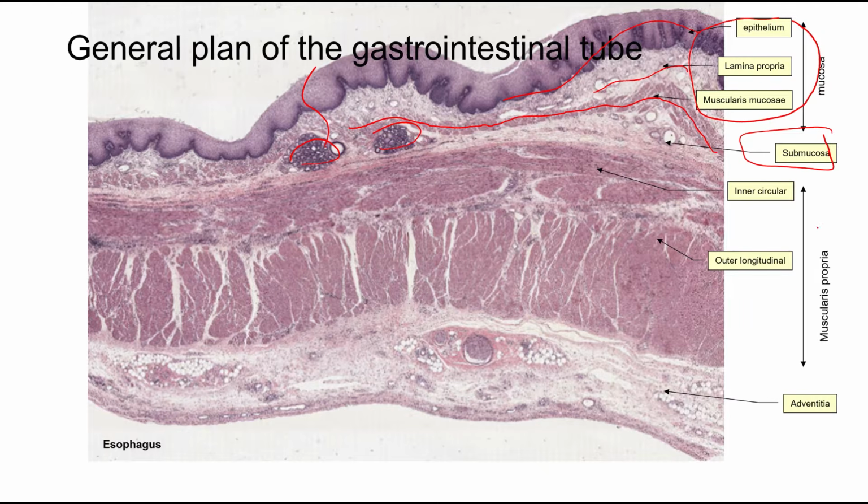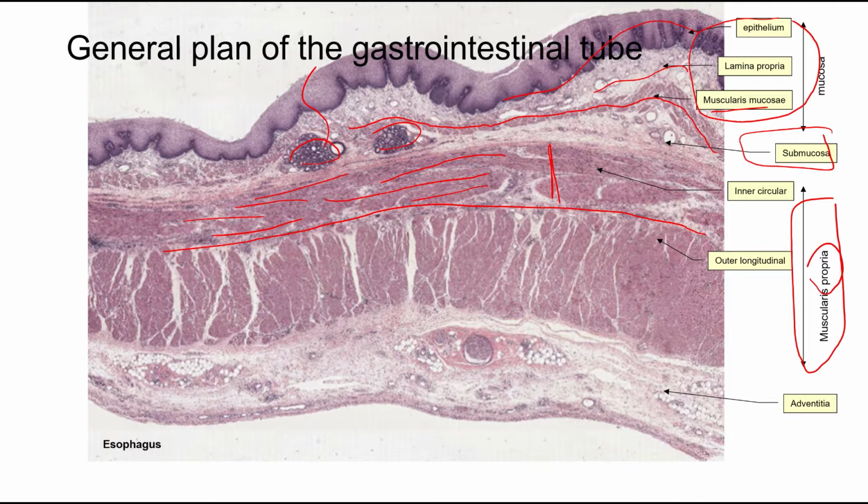They call it propria to differentiate it from the muscularis mucosa. And this muscularis propria has two distinct layers. You can see the muscle fibers here are in two different orientations. Here, this is one orientation, and this is the other orientation. Here, the orientation of the muscle fibers is circular, and these are longitudinal muscle fibers. You can see that the muscle fibers are cut across their longitudinal axis.